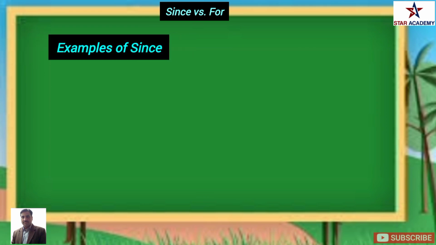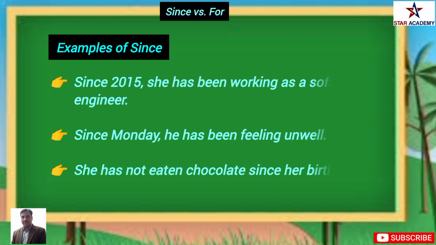Examples of since to make you understand more about since and for. Number 1, since 2015, she has been working as a software engineer. Number 2, since Monday, he has been feeling unwell. And number 3, she has not eaten chocolate since her birthday.